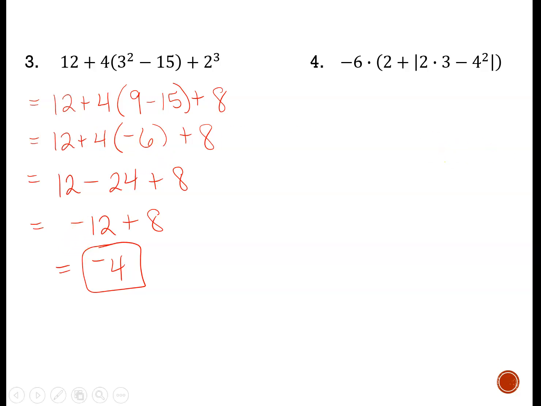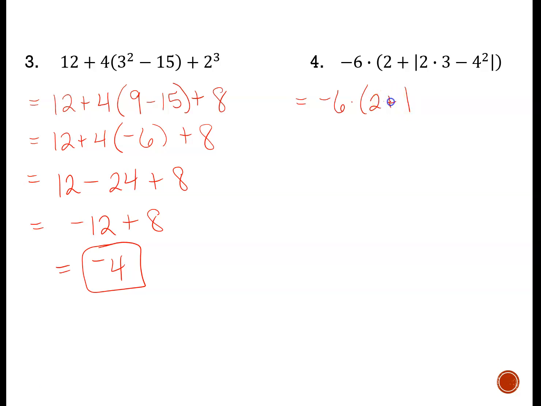Okay, we're going to keep practicing. Here we have some absolute value bars in our problem. And remember, those are treated like grouping symbols. Those are innermost, so we're going to work inside. We've got multiplication and we've got an exponent. So let's just start bringing everything else down.